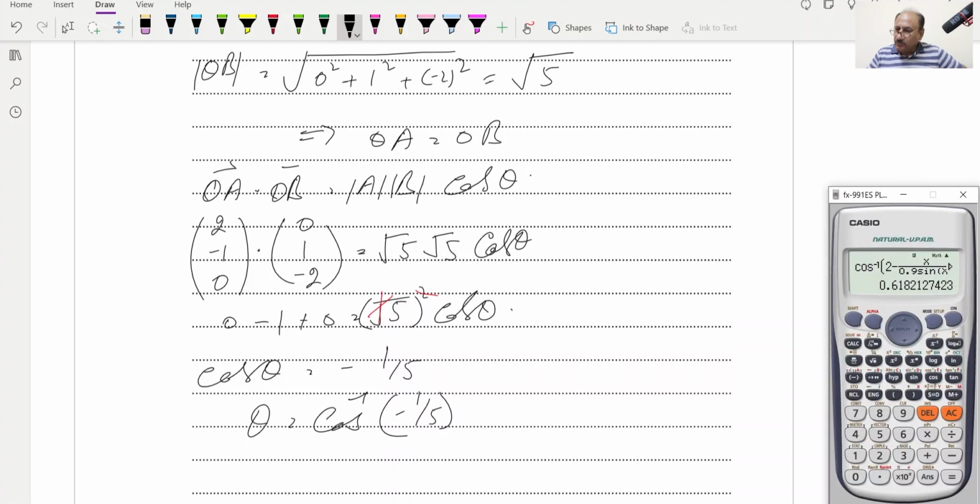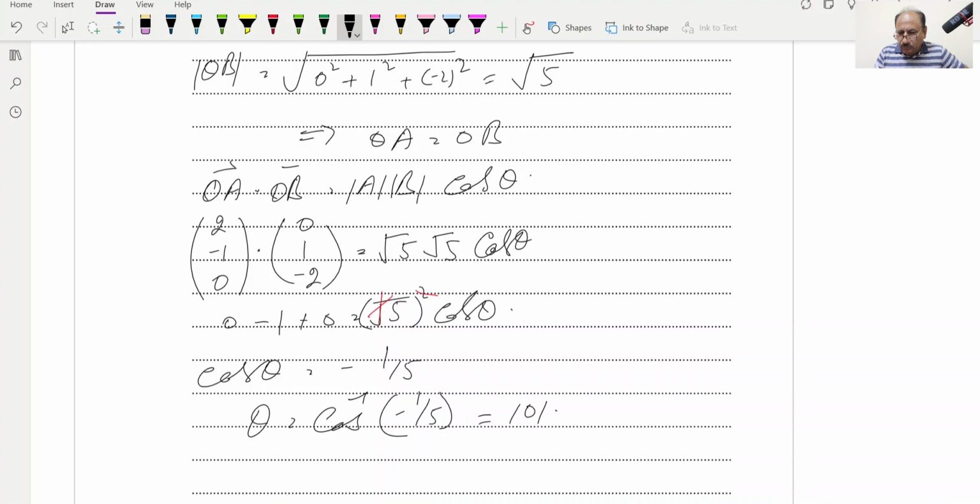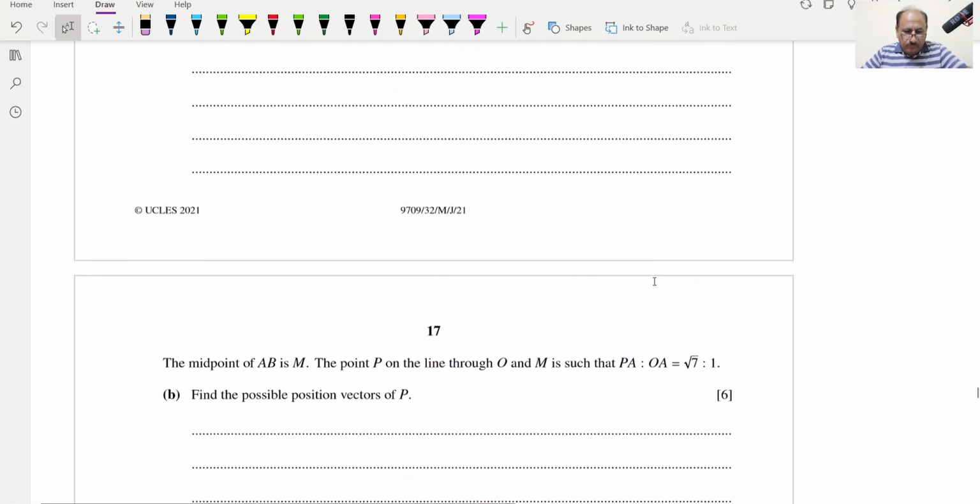And that will be what? Shift cos of minus 1 over 5, and bracket close, and this will be equal to 1.77. This is in radian, so degree mode will be required, and this is equal to 101.5. So this is equal to 101.5 degrees, and this is the answer which we found. Now we can move to the B part.